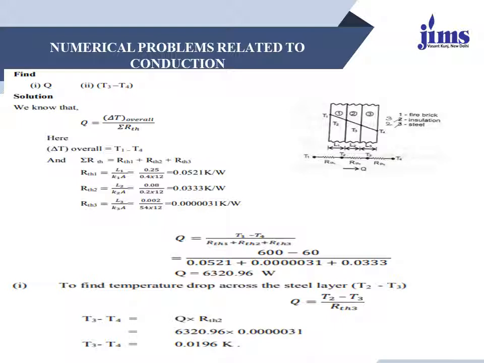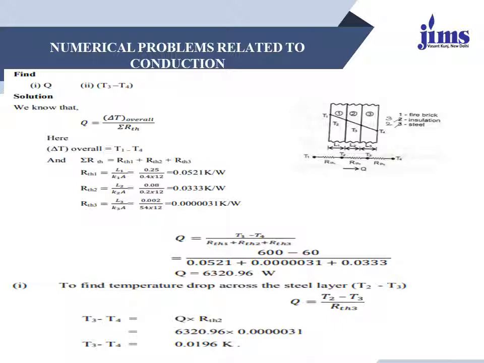6320.96 watt or 6320 watt. This is the final answer. And in this problem we also find out the temperature drop across the steel layer between 2 and 3. So T2 and T3 are the interface temperature between the layer of 1 and 2 and the layer of 2 and 3. So Q is equal to T2 minus T3 divided by resistance of RTH3, because R1 is equal to R2 is equal to R3, as we have already assumed that this is a case of steady state.